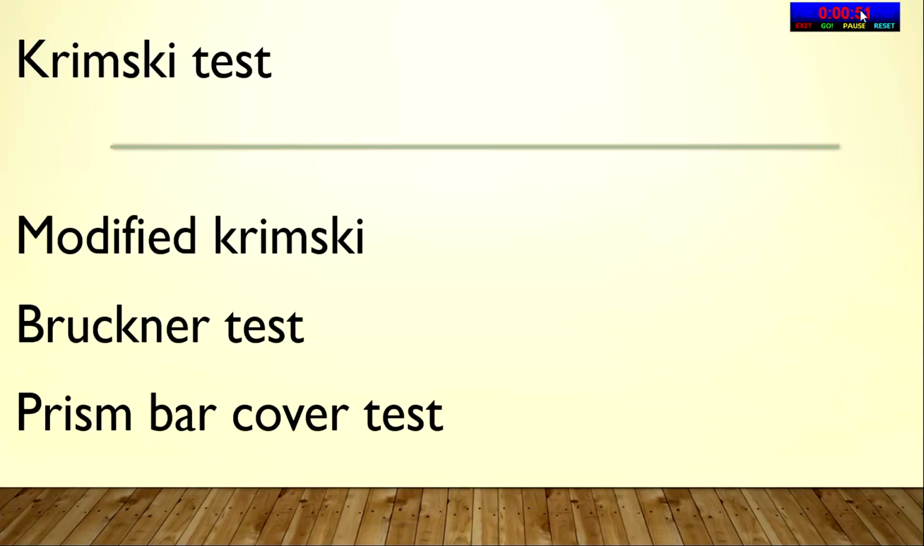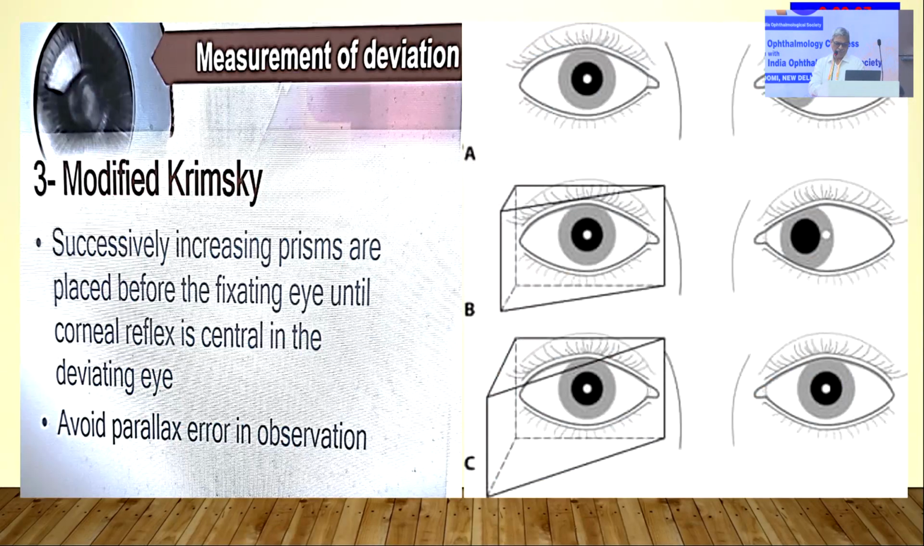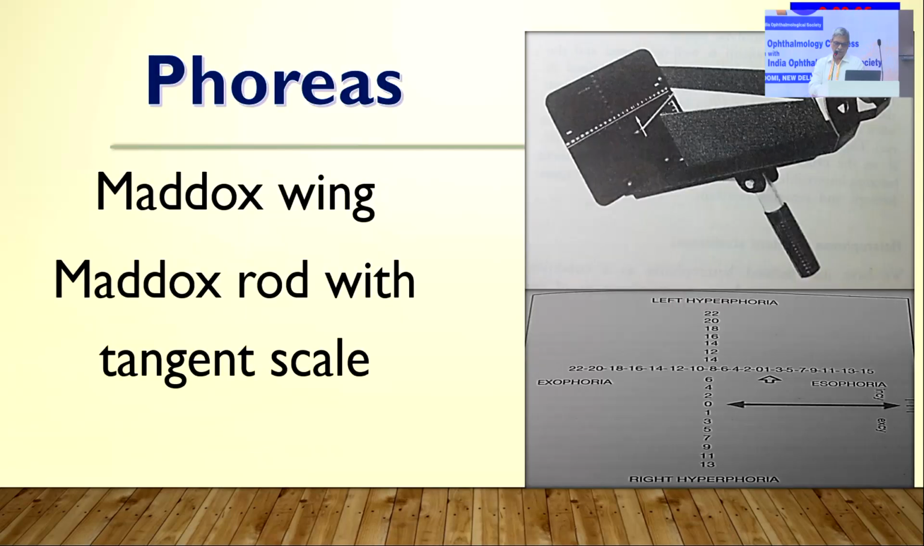What is modified Krimsky? You are putting the prism in front of the normal eye. Keep on increasing the power so that the other abnormal eye will become straight. This is what modified Krimsky is. Krimsky I told you, modified Krimsky I told you, remember? This is for near, to find out for near.